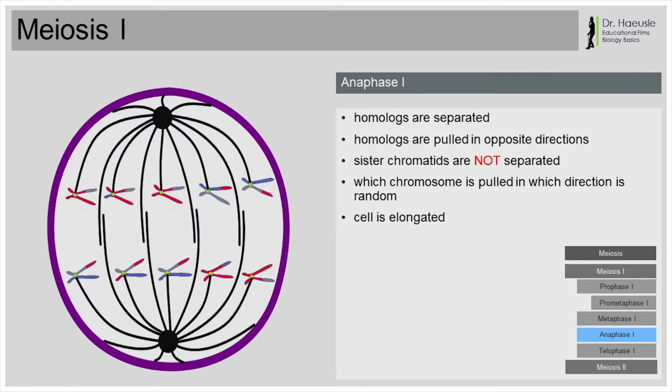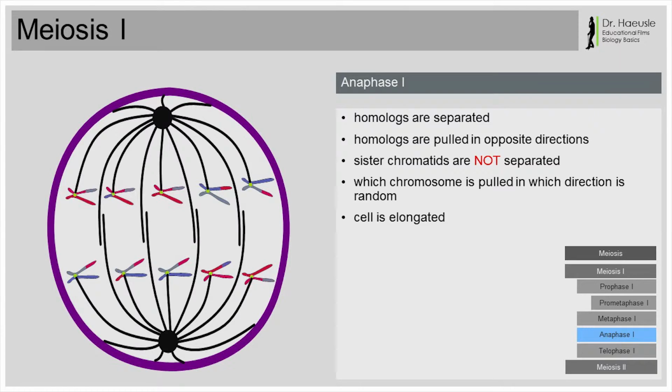Correct. Admittedly, this is complicated. You might not get this right away, so just rewind the video a few times until you understand. Let's continue. At the end of anaphase 1, the cell is elongated with the help of the spindle fibers.